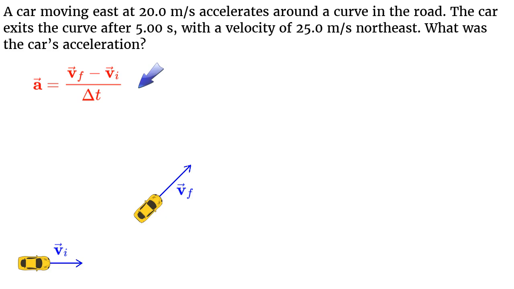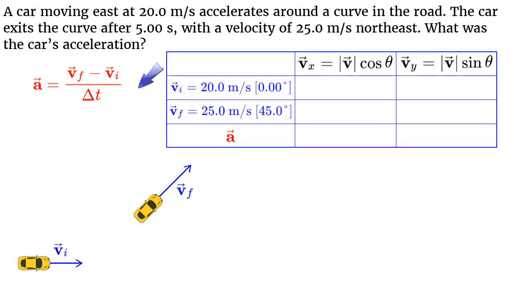So I'm going to make my chart here. I've got one column for my x components. I've got another column for my y components. I've written down the formulas to remind myself that I calculate the x components with the cosine and I calculate the y components with the sine. And I've written down the two velocity vectors.